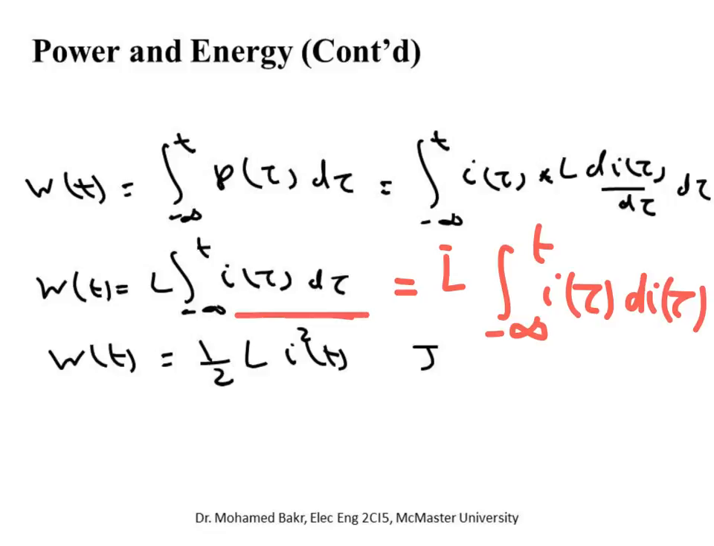This is very similar to what we got for the capacitor. The energy stored in a capacitor is 1/2 multiplied by the capacitance multiplied by the voltage squared. So you see there is some sort of duality between inductances and capacitances. We'll see how we're going to proceed with this right now.